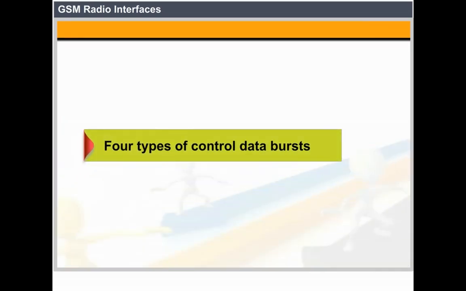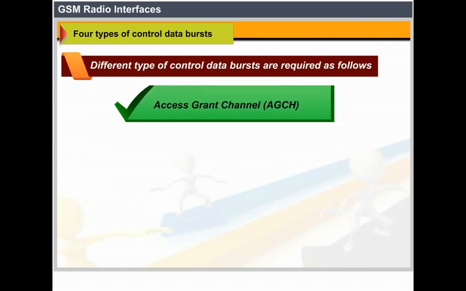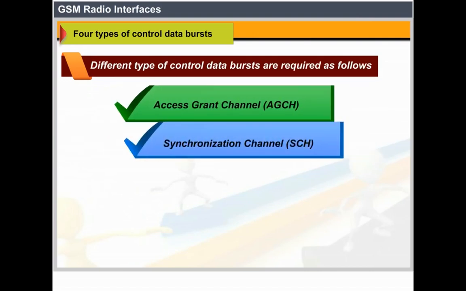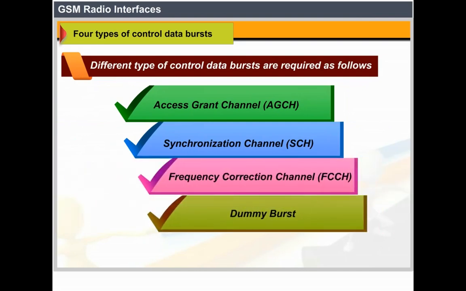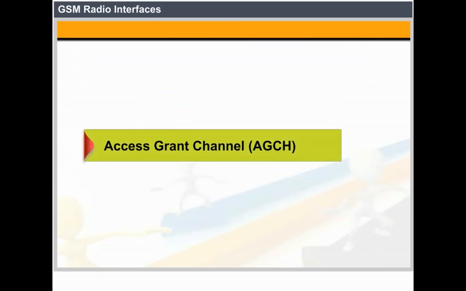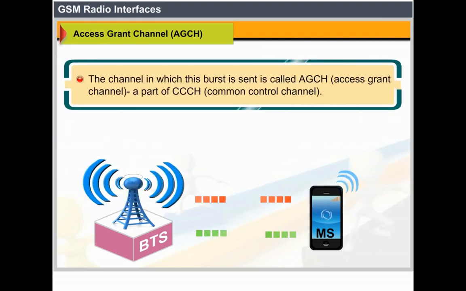4 types of control data bursts. Different types of control data bursts are required as follows: access grant channel AGCH, synchronization channel SCH, frequency correction channel FCCH, and dummy burst. Access grant channel AGCH. The call setup takes place when setting the initial connection using a burst called the access burst. The channel in which this burst is sent is called AGCH, access grant channel, a part of CCCH, common control channel.